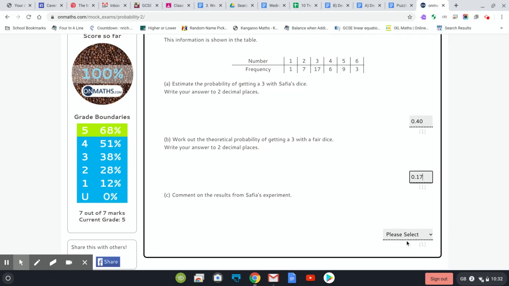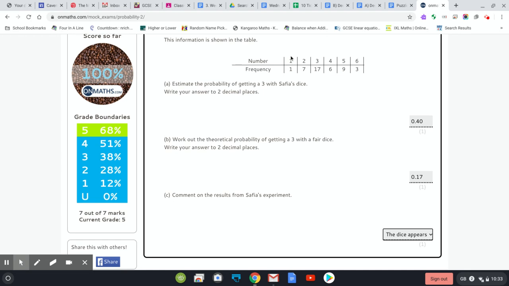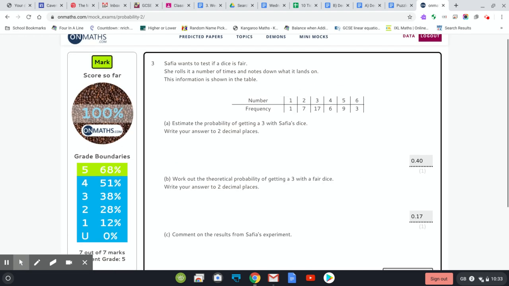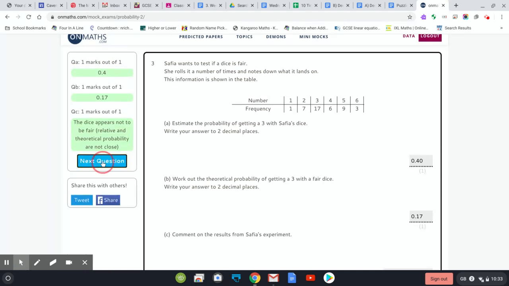So comment on the experiment. So the dice appears to be fair or not fair? It is not fair. If you look at 1 only came up once and 3 came up 17 times, so it looks to be biased towards number 3. Okay, we will mark that. Okay, next question.